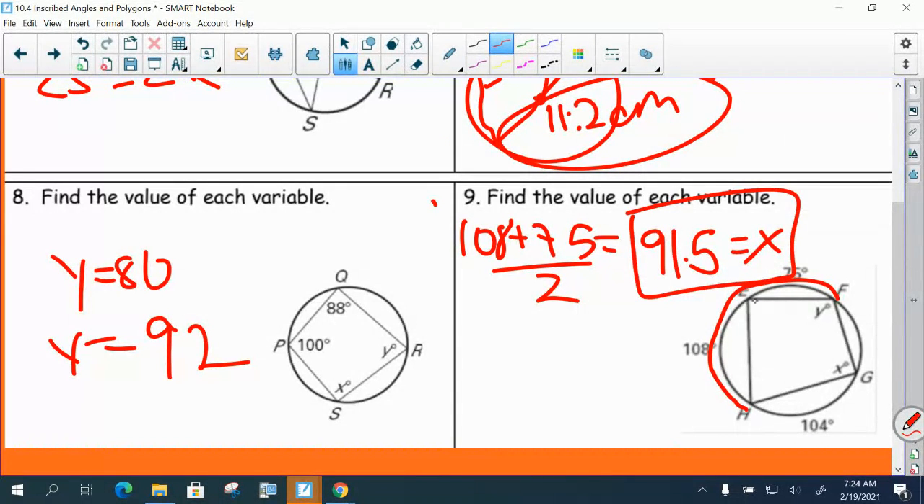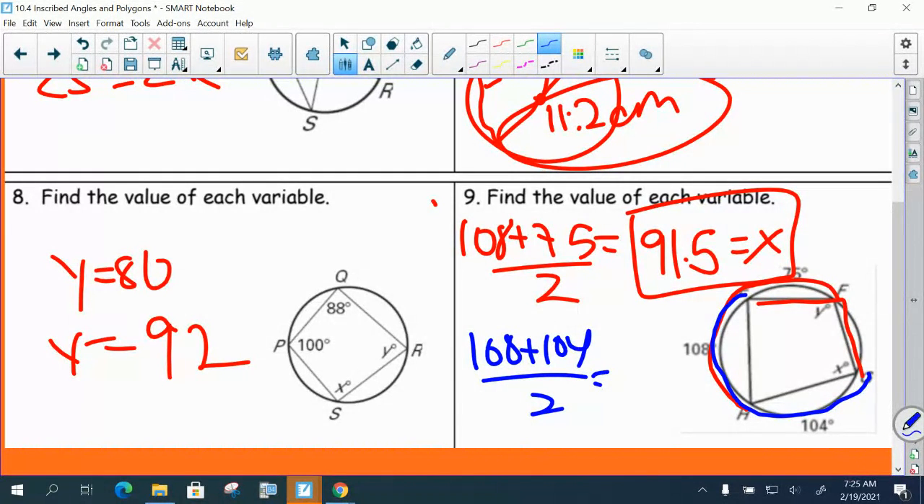And then y is the angle that intercepts the arc from this point, which I can't recognize anymore, to that point. So we would do the same thing. Add up 108 plus 104, divided by 2. I'd probably do this in my head if I tried hard enough, but it's too early. 106. And that would be equal to y.